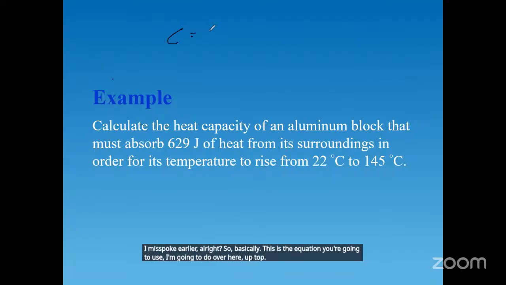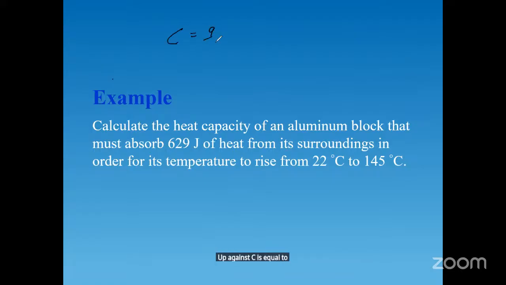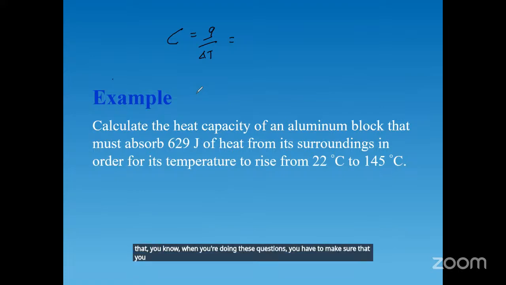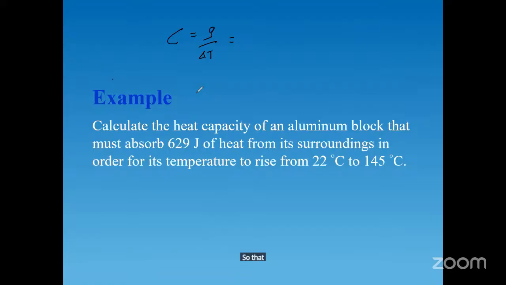Uppercase C is equal to Q divided by delta T, right? Now, you have to be careful about the signs as well. If you remember, I said that when you're doing these questions, you have to interpret the questions so that you know what signs to use for the different values that are given. Because the question says that the aluminum block absorbs 629 joules of heat.